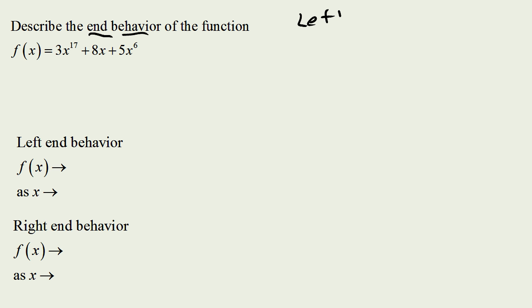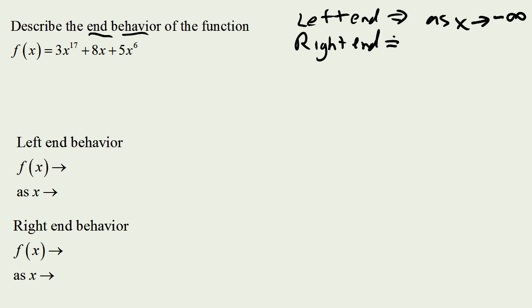We have the left end behavior. That means as x gets very small, that's going towards minus infinity. And then we have the right end behavior, that's as x gets very large, as x goes to infinity. And so the left end behavior is as x goes to negative infinity. The right end behavior is as x goes to infinity.